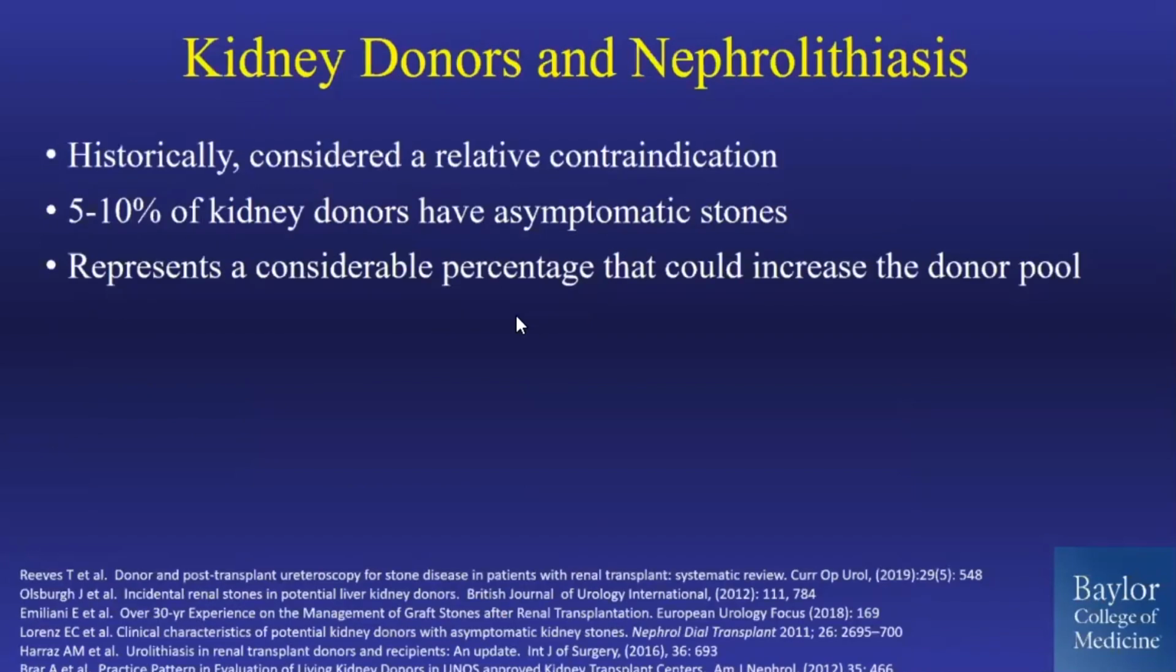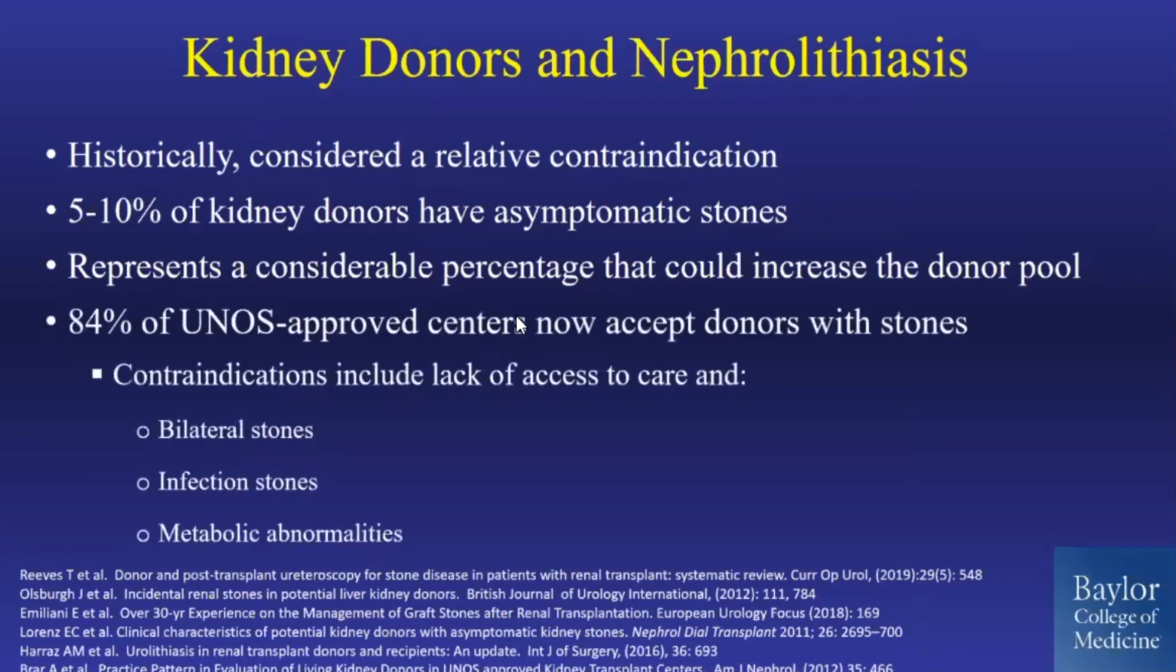What about donors? Historically, this was a contraindication if you had a stone, but given the need to increase the donor pool and the fairly significant number of donors who have asymptomatic stones, most transplant centers in the US have begun allowing donors to donate if they have stones, if they have access to care and they aren't super high risk for recurrence. So that would be, say, bilateral stones or obvious metabolic abnormalities, very young, these sorts of things.